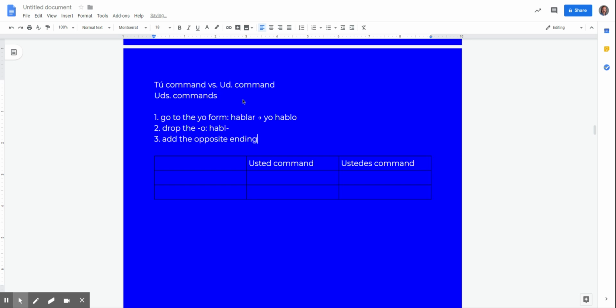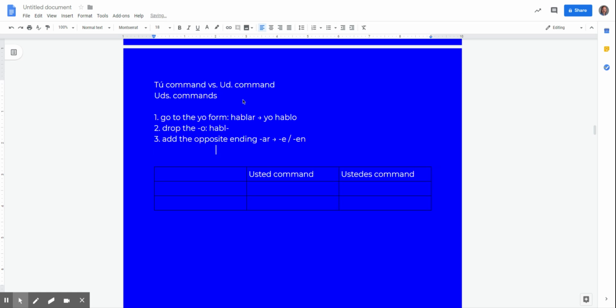Okay. But here's the thing. So now when you add the opposite ending, it depends if it's singular or plural. Okay. So if you're giving one person a command, if it's an AR verb, you're gonna drop the O and you're gonna add an E. If it's a plural and you're telling a bunch of people to do something, you're gonna drop the O and you're gonna add EN. That's the command for the ustedes form, y'all.